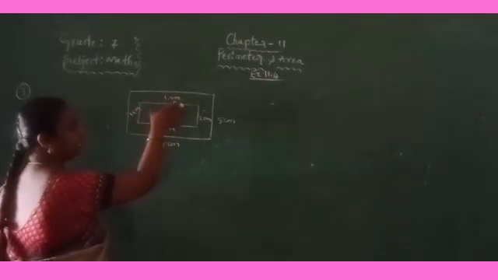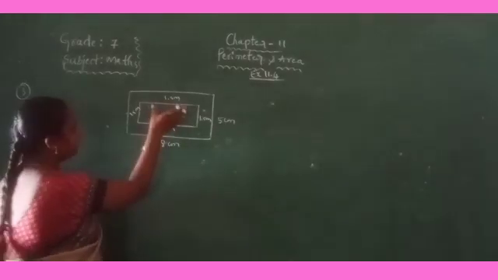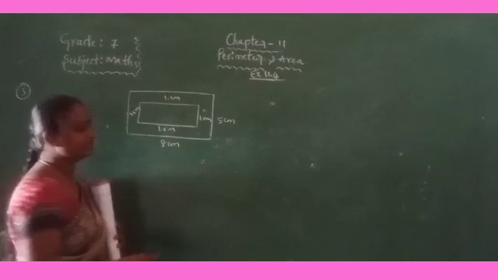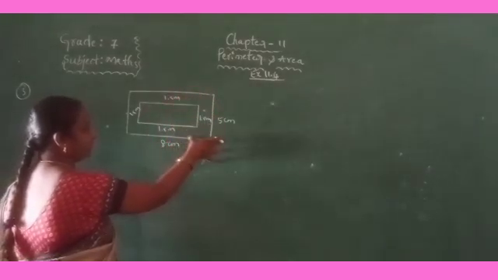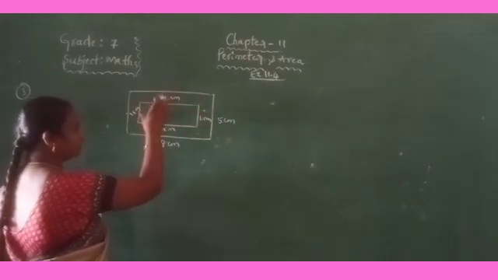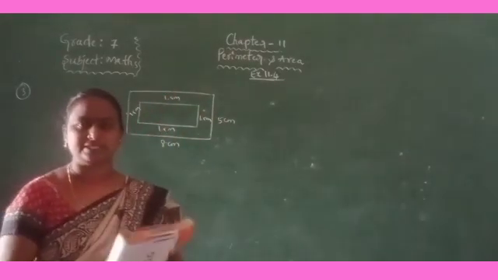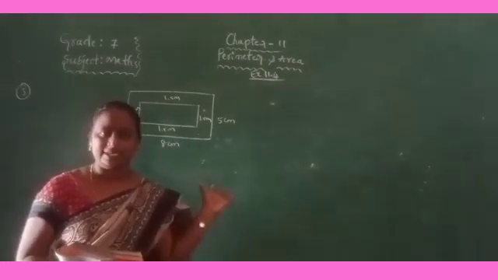How to find this area? This part is occupied, and this part of the area we have to find. How to find it? You first have to subtract the area the margin occupies from the area of the cardboard. Then only we can find the area of the margin.